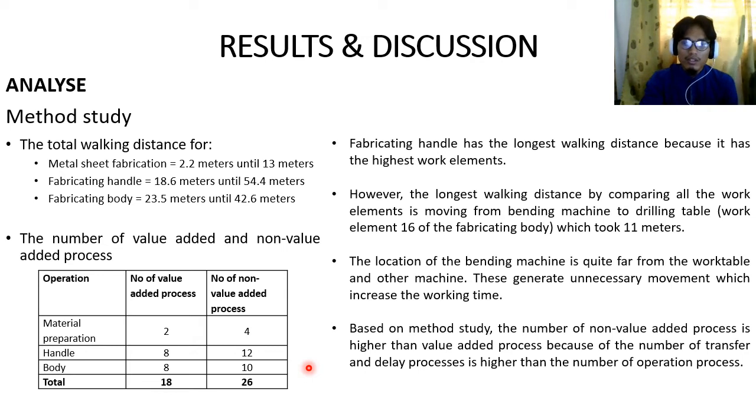However, the longest working distance by comparing all the work elements is moving from bending machine to drilling table, which is element 16 of the fabricating body, which took 11 meters. The location of bending machine is quite far from the work table and the other machine. This generates unnecessary movement, which increases the working time. Based on the method study, the number of non-value-added process is higher than the value-added process because the number of delay and transfer process is higher than the number of operation process.